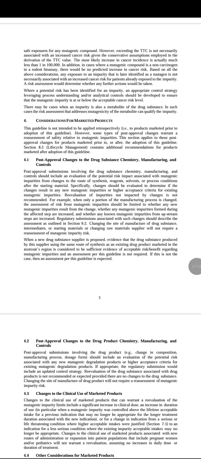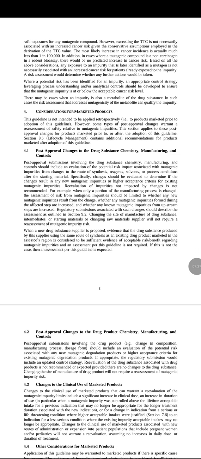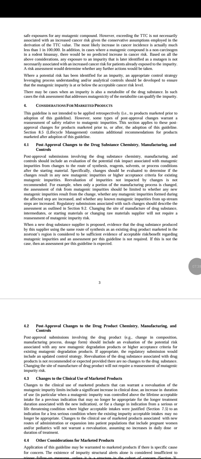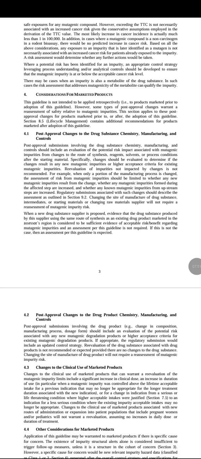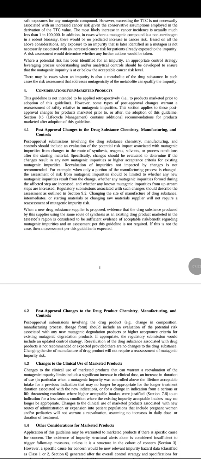Exceeding the TTC is not necessarily associated with an increased cancer risk, even under the conservative assumption employing the duration of the TTC value. The most likely increase in cancer incidence is actually much less than 1 in 1 lakh. In addition, in cases where a mutagenic compound is non-carcinogenic in a rodent bioassay, there will be no predicted increase in cancer risk.